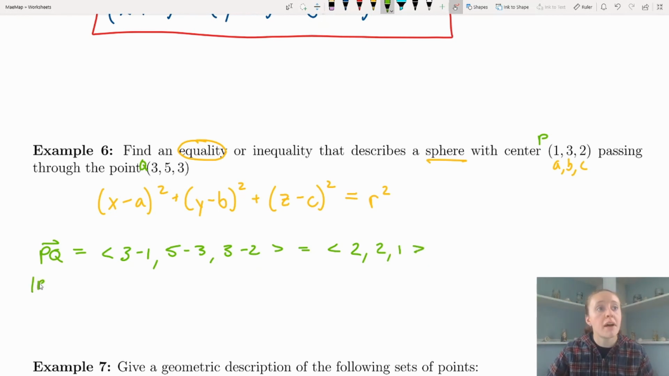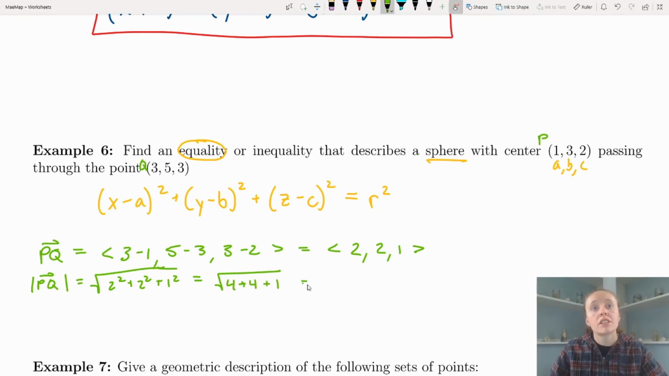So now finding the magnitude of PQ, that's going to be the square root of 2 squared plus 2 squared plus 1 squared, which is the square root of 4 plus 4 plus 1. So that's the square root of 4 plus 4 is 8, plus 1 is 9. The square root of 9 is 3. So that magnitude, that length 3, is equal to my radius r.